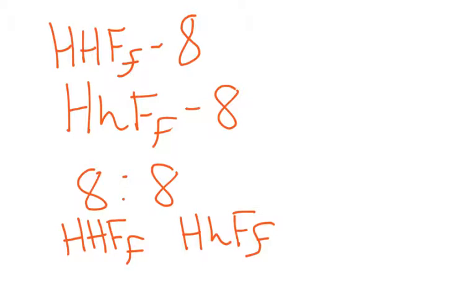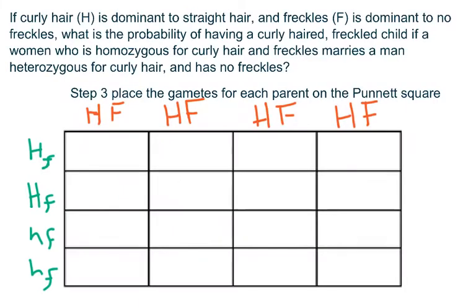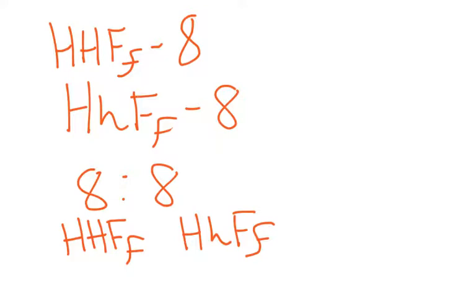Now you need to find the phenotype or phenotypic ratio. So what does this look like? We have big H. You have to go back to the beginning of the problem. Remember, big H stands for curly, which is dominant to straight, and freckles, big F, is dominant to no freckles. So with that information, these children that have big H, big F, little f genotypes are going to have curly hair and they're going to have freckles.